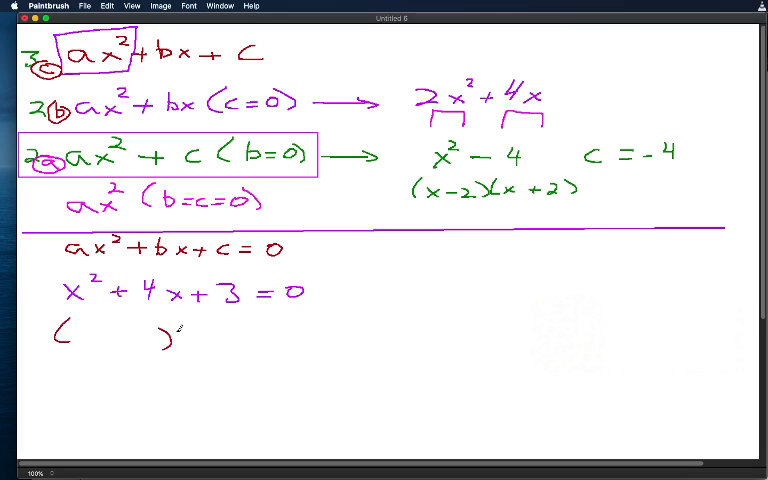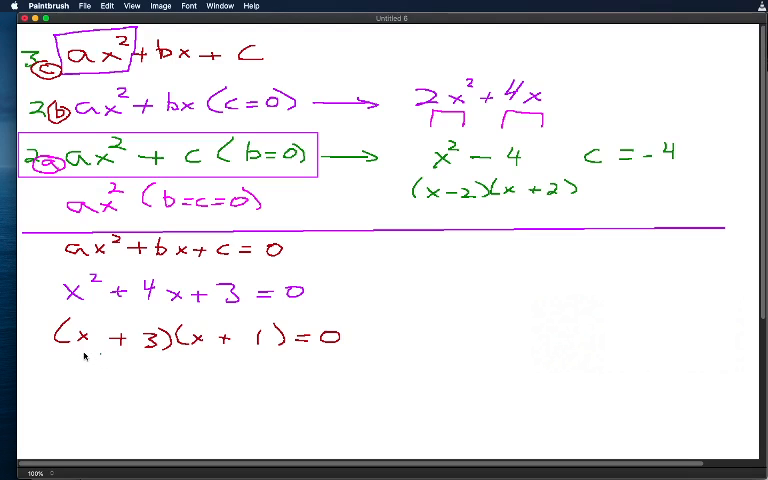All we need to do is use the box method. So two numbers that multiply to get 3 but add up to get 4. So what are those two numbers that multiply to get 3 but add up to get 4? Well, you should get 3 and 1. All right. So now that we've factored these out, now this is exactly like what we did before. It's the null factor rule.